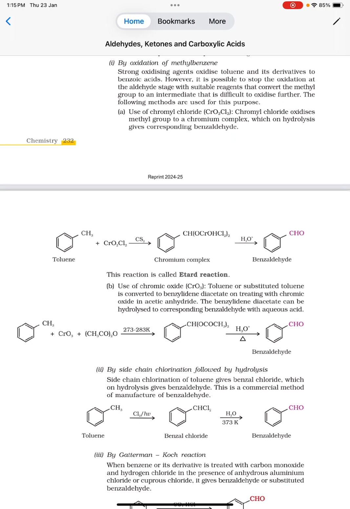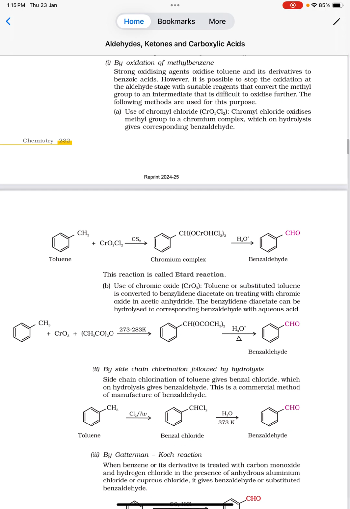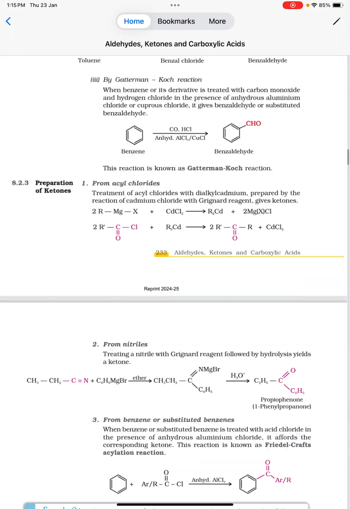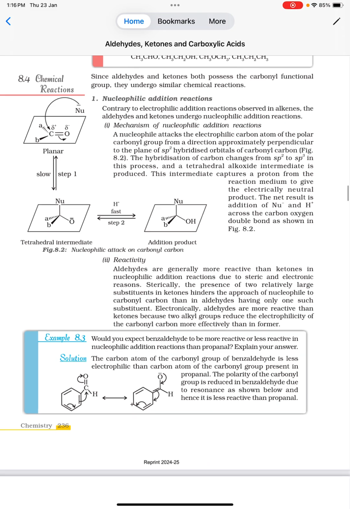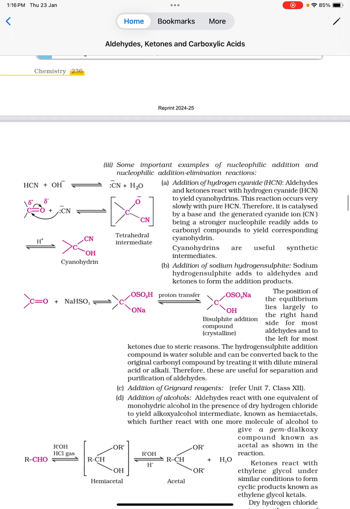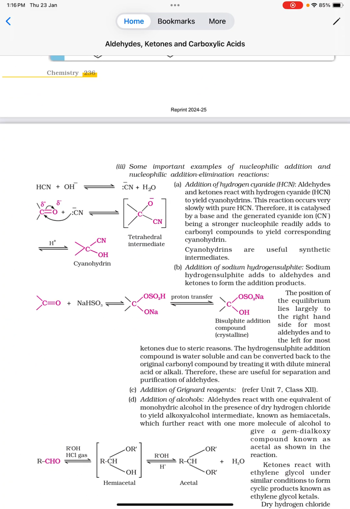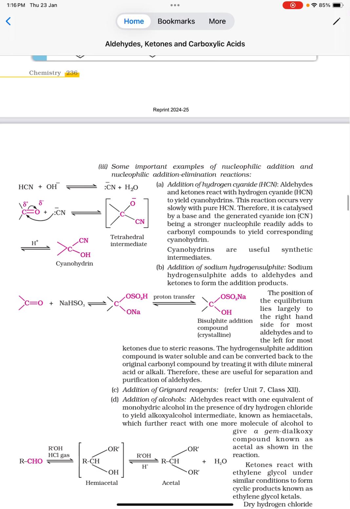So you can find here toluene, then CrO2Cl2, with CS2, also a non-polar solvent, or CS2Cl2 you can also use. Then I am getting the chromium complex here. Followed by hydrolysis we will get benzaldehyde. Got it? And again they gave one more, NaHSO3 also. That is what they gave here. This is the reaction. What is the use of this NaHSO3 reaction?